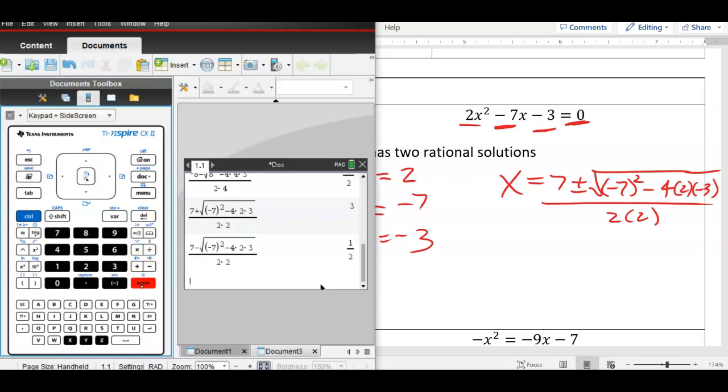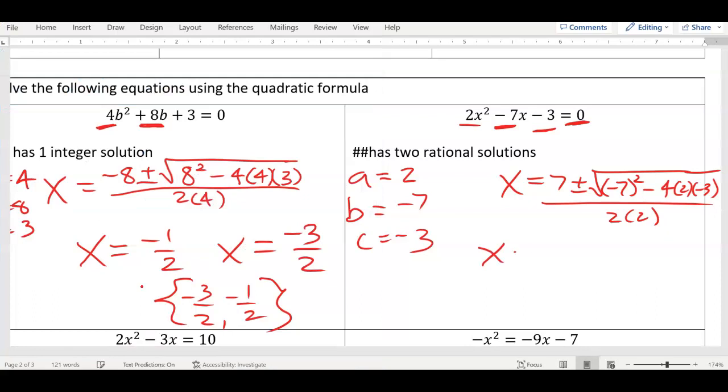So I got two answers, 3 and 1/2. So x equals 3, x equals 1/2. Cool. You can put it in brackets with the smallest one first. Okay.